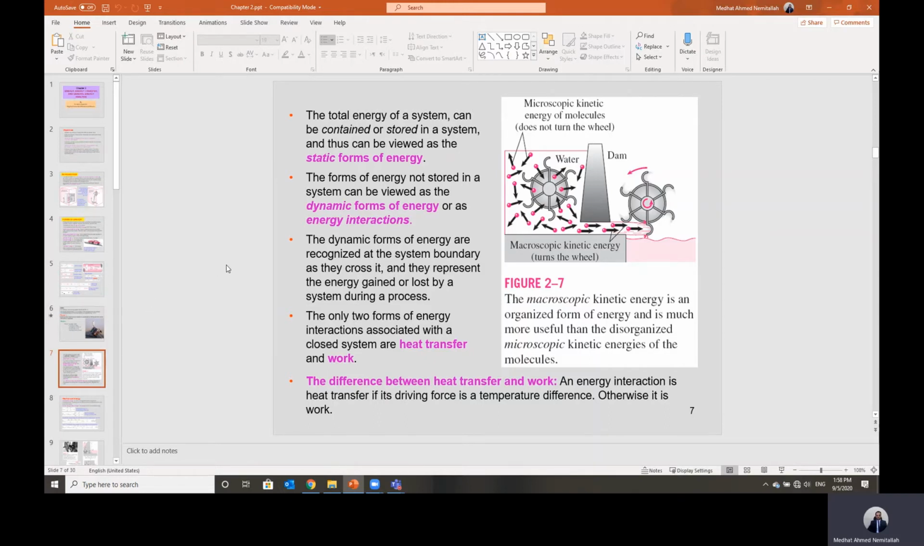Next, this is related, as we said, to the forms of energy transfer of the system. We have kinetic energy, potential energy, and we also have the internal energy. We have another classification of the forms of energy transfer. Energy can be classified as a static form of energy, which cannot cross the system boundary and cannot result in work out of the system or work generation from the system. And we also have the dynamic form of energy, the form of energy that can cross the system boundary.